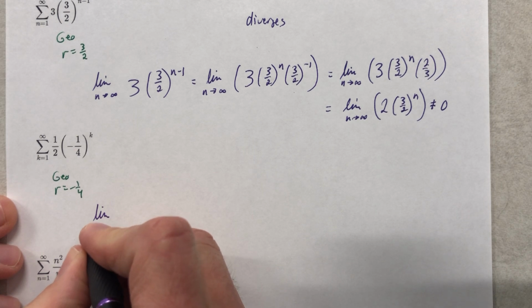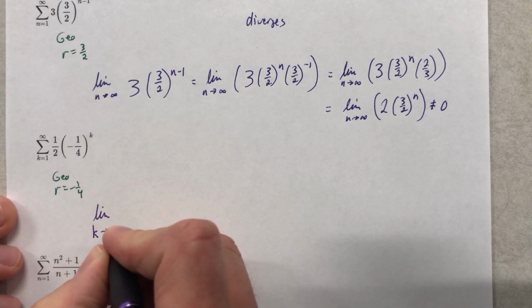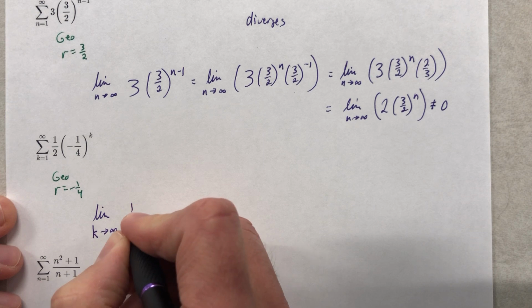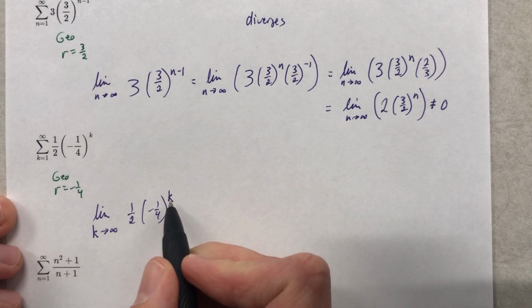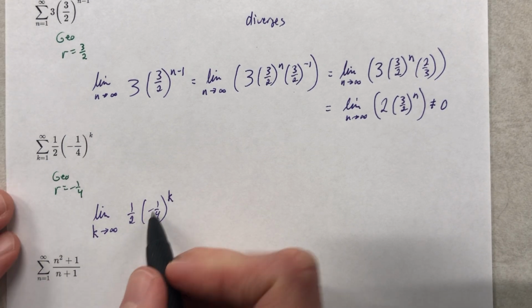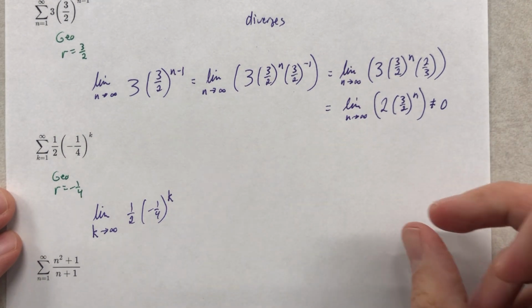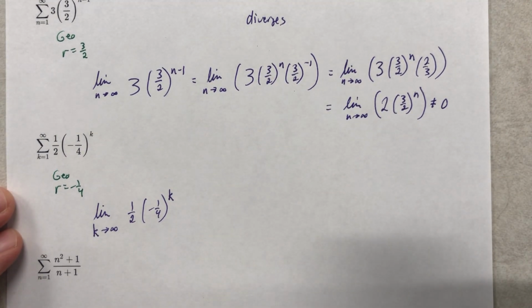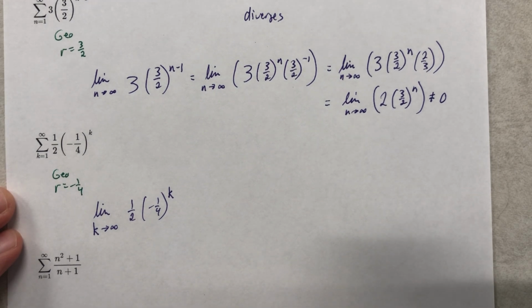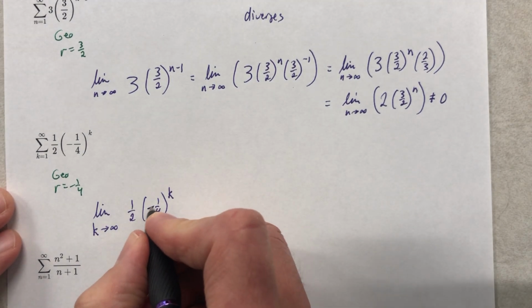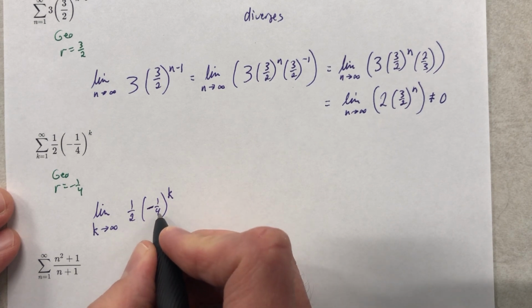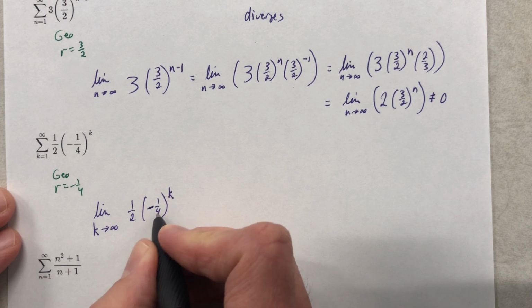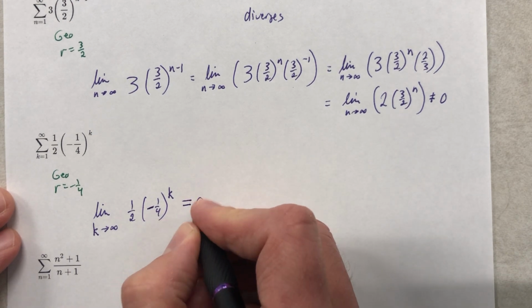The limit as k this time approaches infinity of 1/2 times (-1/4)^k, and I'm going to raise this number to a higher and higher and higher power. And as I do, of course, there's a negative, so my signs are going to alternate, but I'm just thinking of the magnitude of it. Let's not worry about the alternating signs. So as we plug in larger and larger numbers for k, this fraction is going to get closer and closer to 0. So we're going to have a number close to 0 times 1/2. So this is going to equal 0.